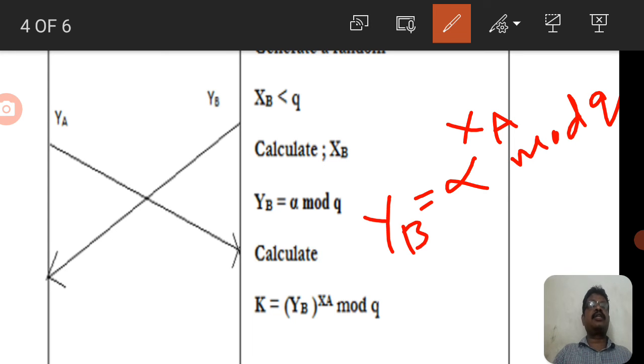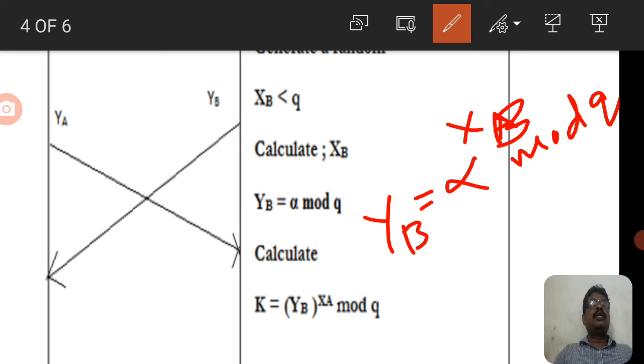So this is the equation. So you clearly understand the XA, sorry, here it is XB. XB is the number selected by user B, and where alpha and Q are the two public numbers, then you can generate YB equals alpha power XB mod Q.